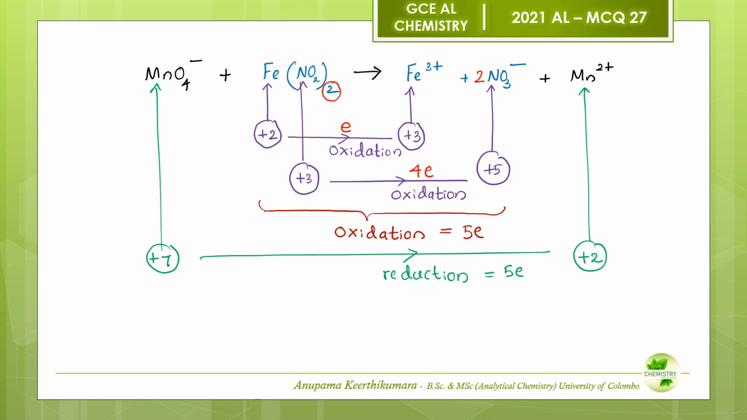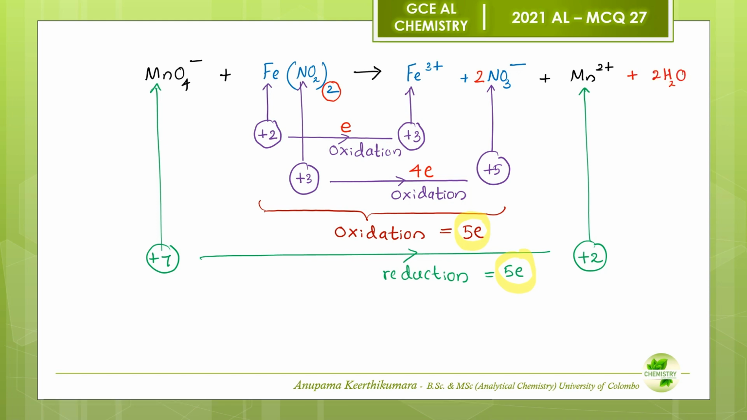Next, balance the total number of electrons involved in the oxidation process and the reduction process. There are 5 electrons involved in the oxidation process as well as 5 electrons involved in the reduction process. Next, balance the number of oxygen atoms. 8 oxygen atoms on the left and 6 oxygen atoms on the right. Therefore, add 2 water molecules to the right.